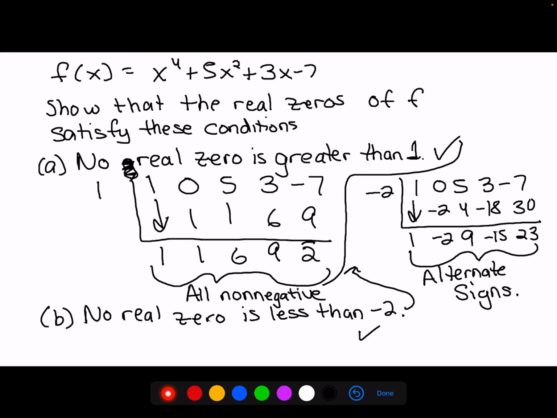And -2 is not a real 0 either, because look at the remainder being 23. You need 0 there for it to be a 0. But you know that the real zeros are bounded by -2 and 1. So if you have real zeros, they have to exist between those two values. Hence the boundedness theorem.